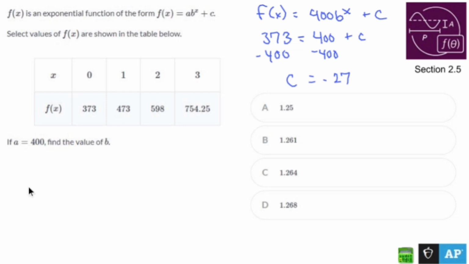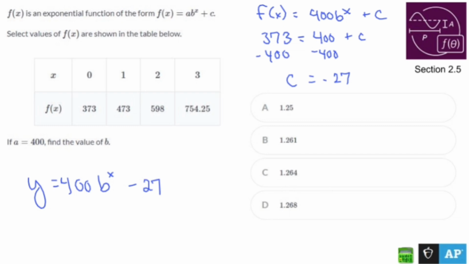So that gives me an equation of f of x equals 400 b to the x, where b is what I need to find, minus 27. I'm going to take all of these b values, plug them into my calculator, and test out 400 times 1.25 to the x minus 27 and see if that matches up. If it doesn't, then I'll plug in the next b and try it out, and so on.